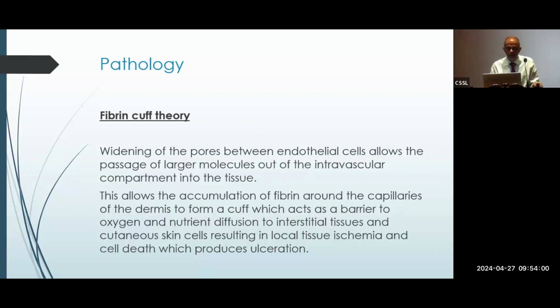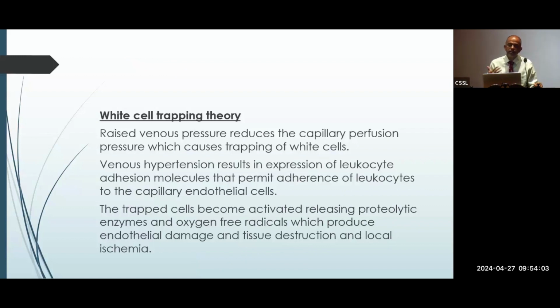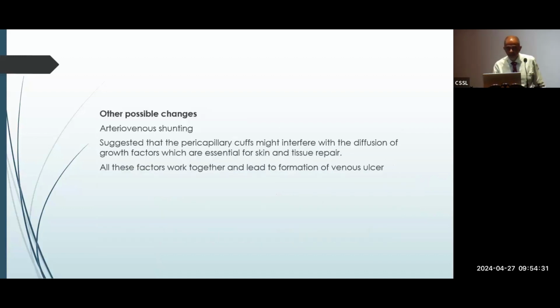Nobody knows really. The white cell trapping theory says that with high venous hypertension, white cell adhesion molecules increase in the endothelial cells. So white cells get trapped there. When white cells get trapped beyond a critical number, they start getting activated and then release a lot of proteolytic enzymes that digest the ground substance, and release free radicals that damage further and cause ulcers. Other possible causes are arteriovenous shunting because of the venous pressure, and the diffusion of growth factors will be less.